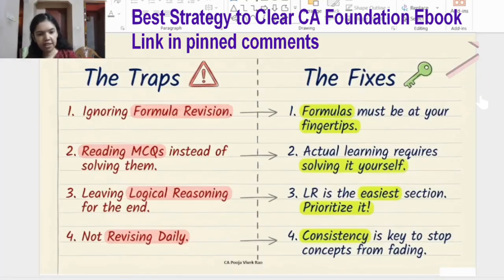Error number 3, leaving logical reasoning for the end. So it was noticed that many students postpone logical reasoning. This is a mistake because this is one of the easiest areas to score. So don't ignore the logical reasoning part. The next error noticed was not revising daily. Without revision, formula and concepts fade quickly. So consistency is the key here. Ensure you revise every day.